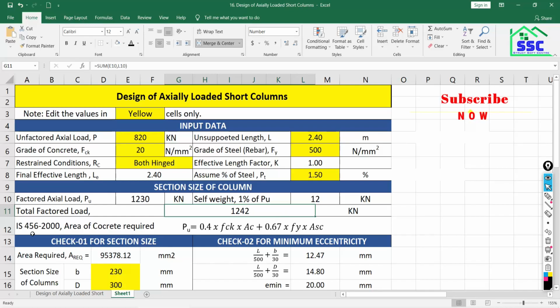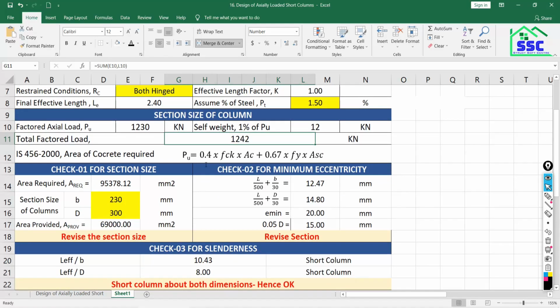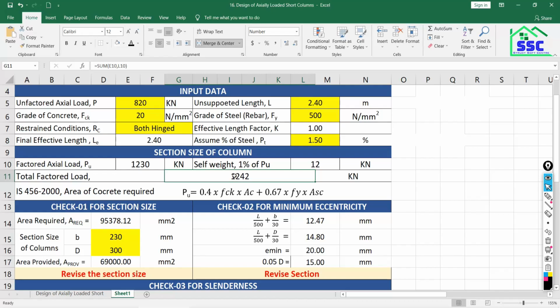Okay, now as per the IS 456 2000, the equation for designing an axial load column is Pu is equal to 0.4 fck Ac plus 0.67 fy Asc, where Ac is the area of concrete. Now first, what are the things known here? Pu, the factored axial force, we know. 0.4 we know, fck, the characteristic strength of concrete, we know.